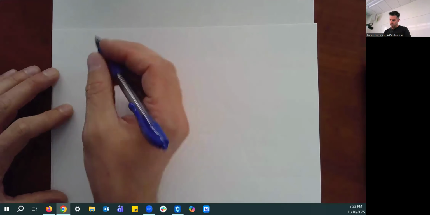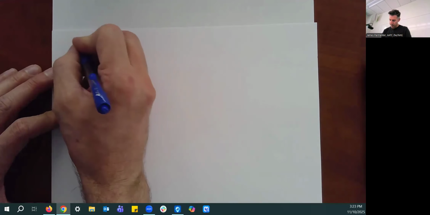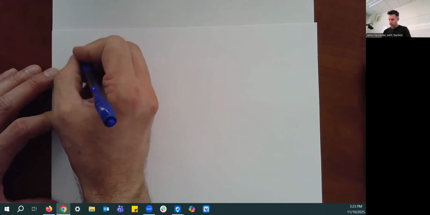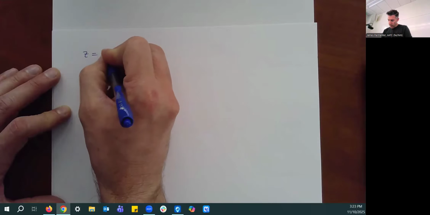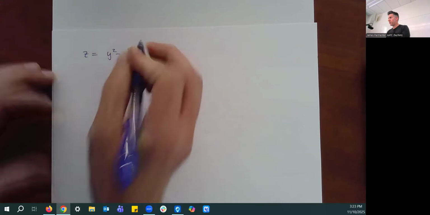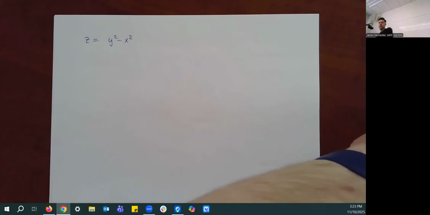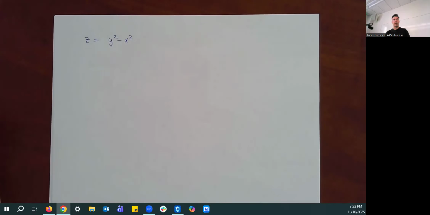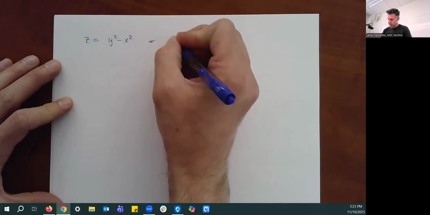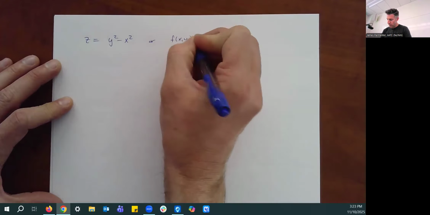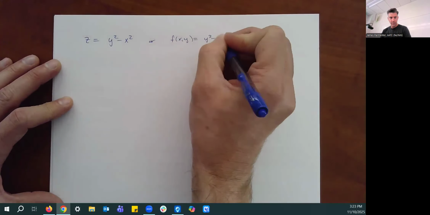So the next one is, let's look at the classic. Oh, this one's super fun. Let's look at z equal to y squared minus x squared. And I would say, typically when we're drawing these, we usually think of drawing them or writing them where z is a function of x and y, although not always. So this you could also think of as f of x comma y equal to y squared minus x squared.